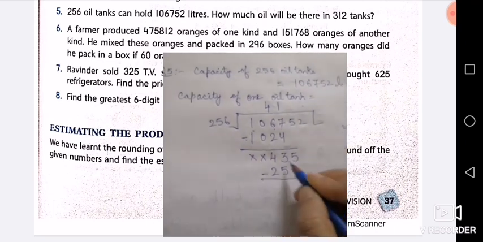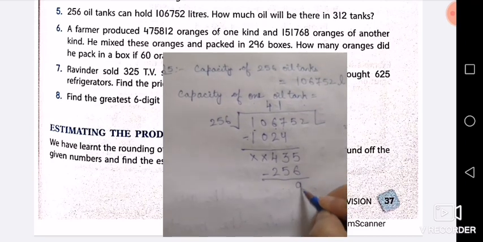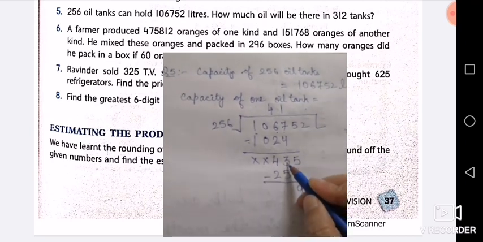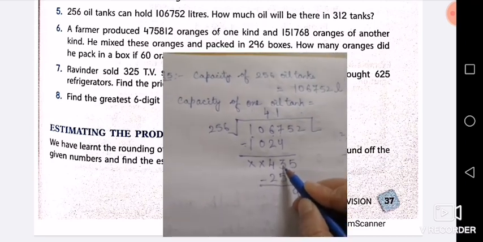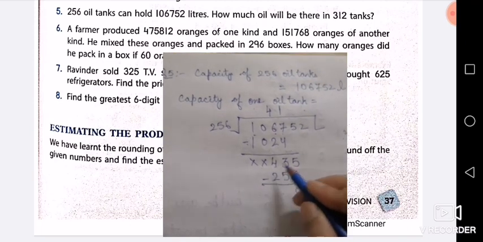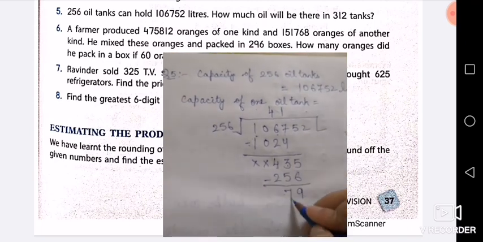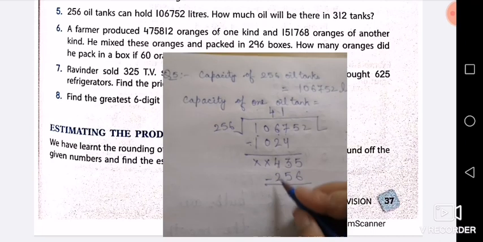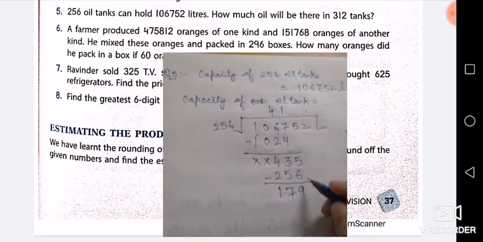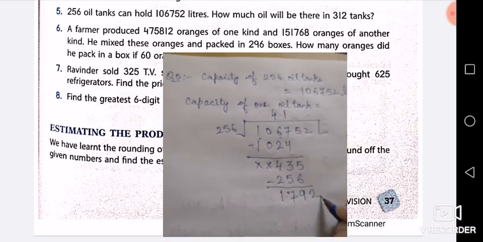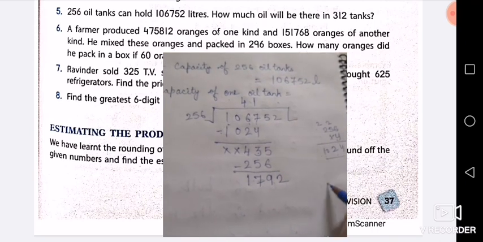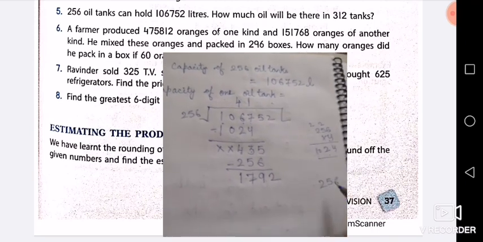Do the subtraction now. 15 minus 6, 9 you will get. This will be 2. 2 will be remaining here. Now this will become 12 minus 5, 7. And this will become 3, 1. Now 2 will get down. Now it will go on 256.